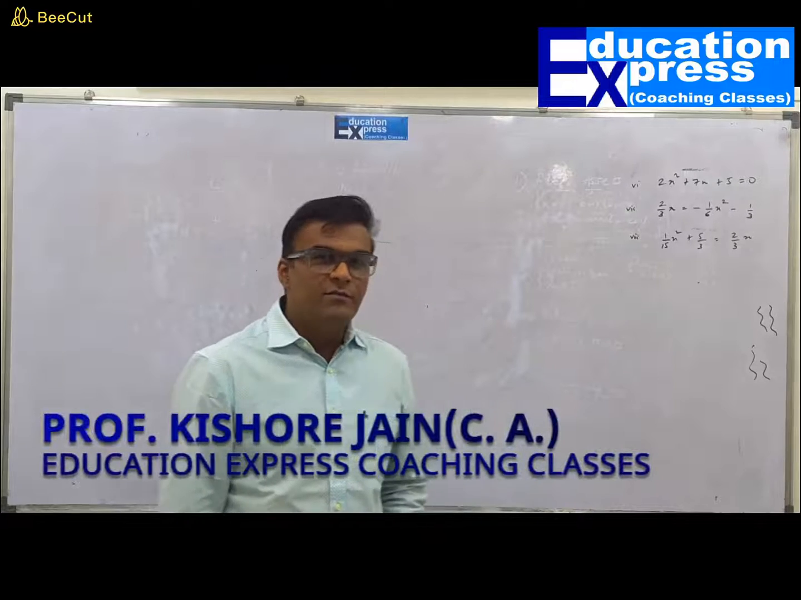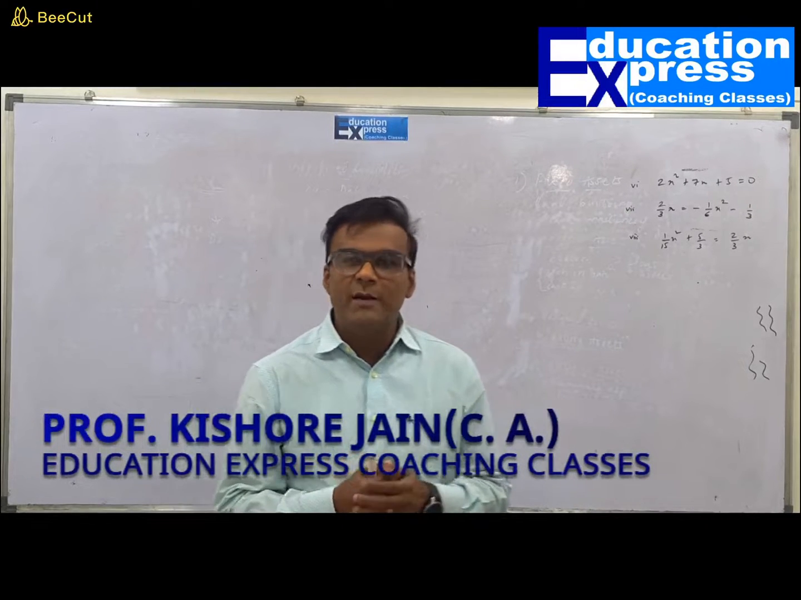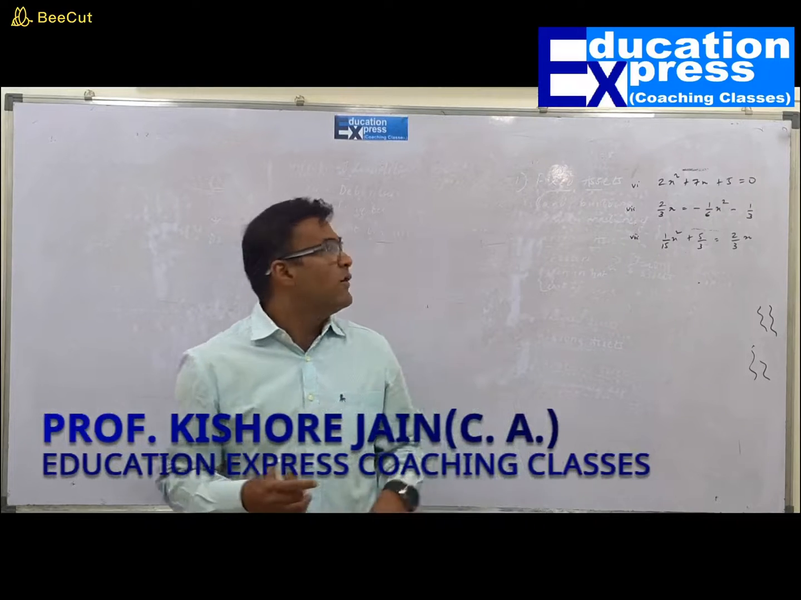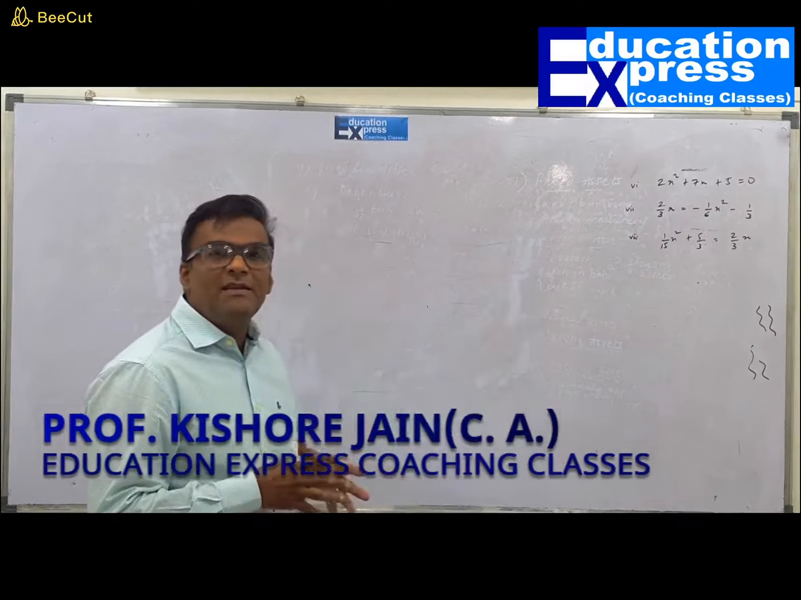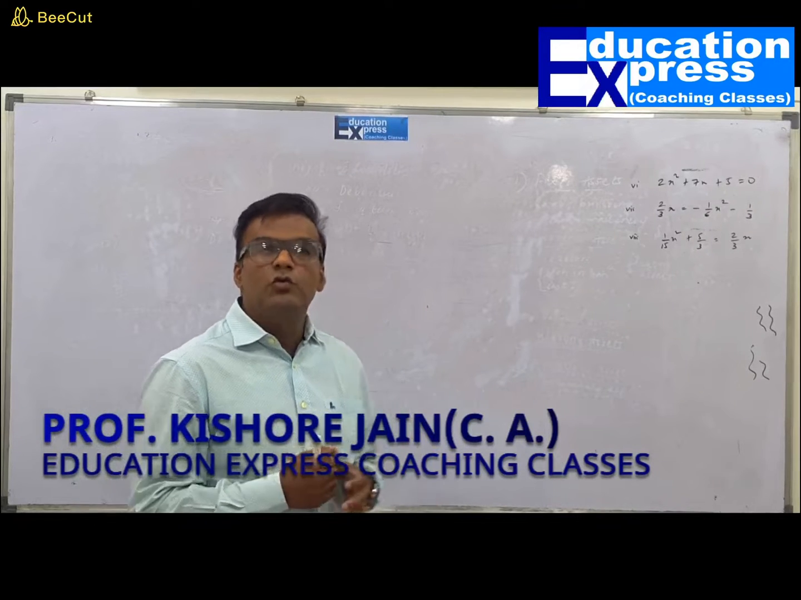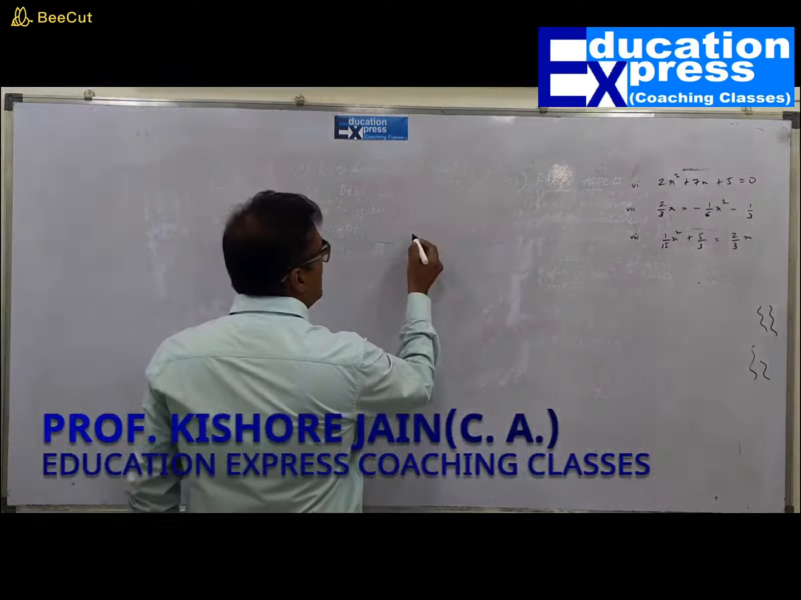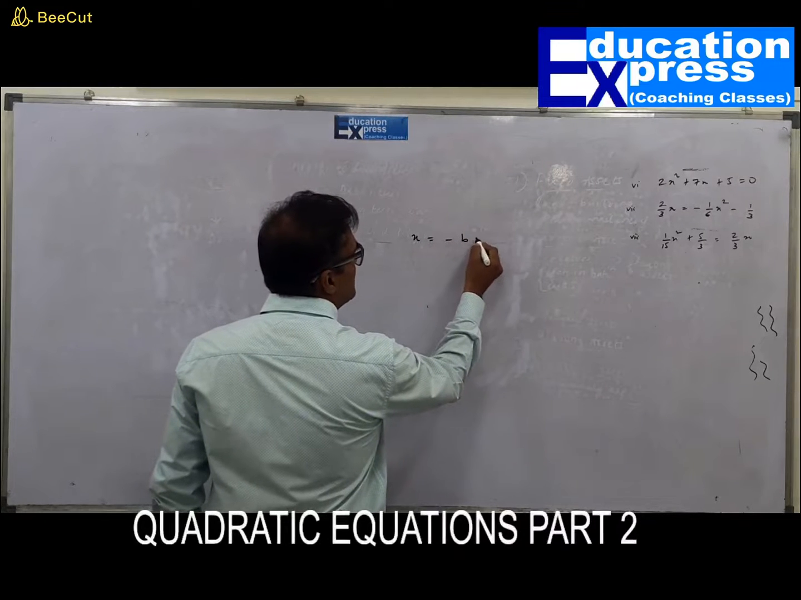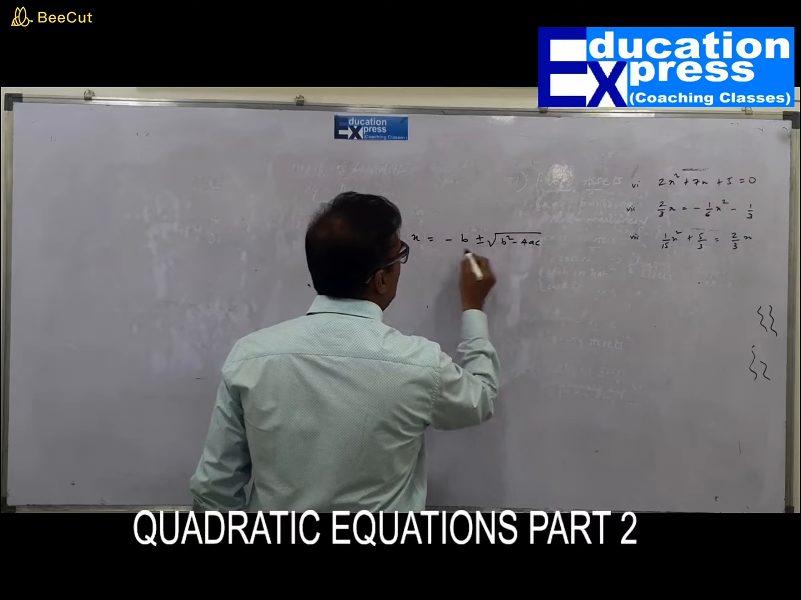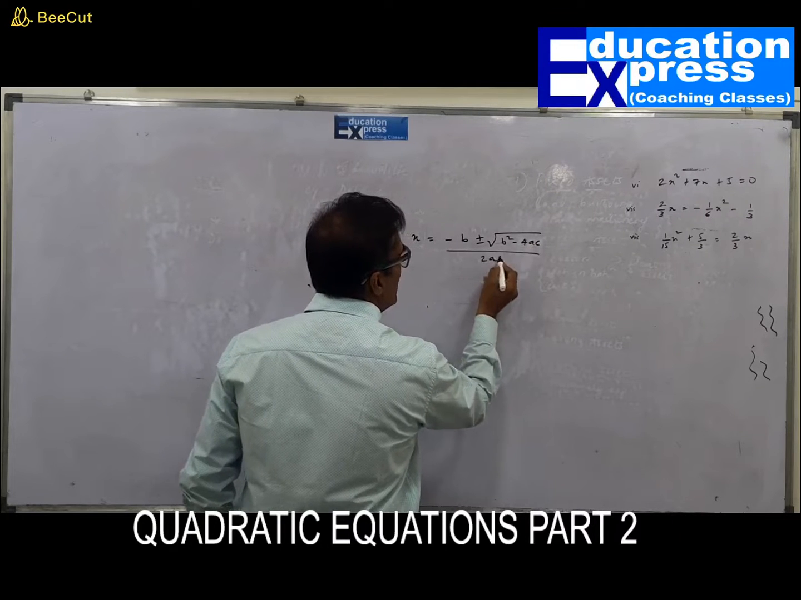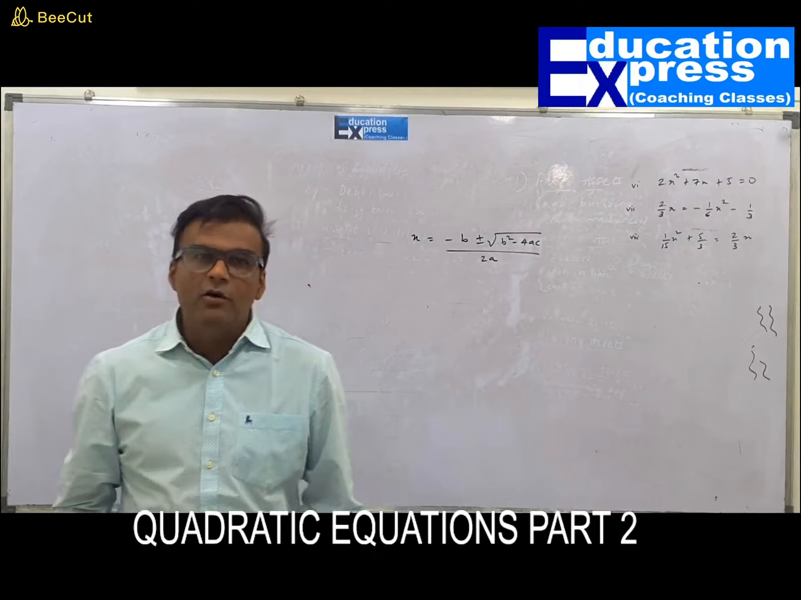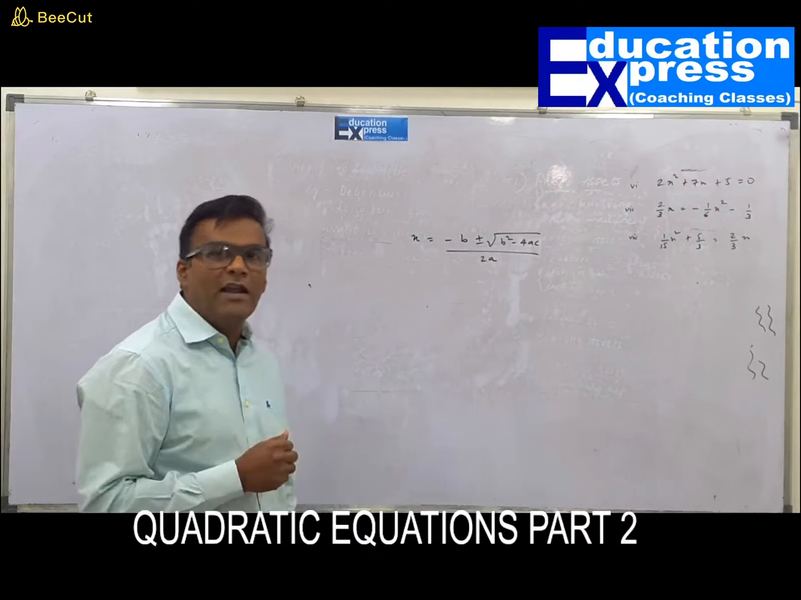Hello friends, we will continue with our next questions with respect to quadratic equations. Last time we did 5 questions and then move on to question number 6. It's the same exercise that we are doing and we'll be doing by formula method. Just to give you a recap, x equals minus b plus or minus square root of b square minus 4ac upon 2a. This is how, by applying the formula, we will be able to find out the roots of the quadratic equation.